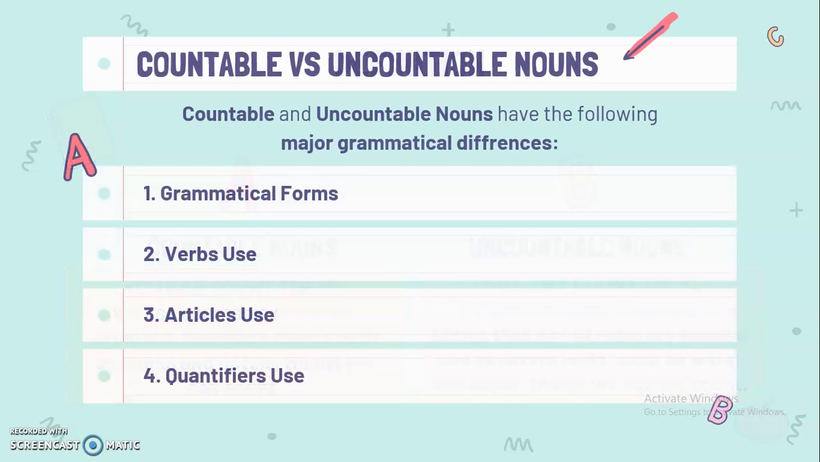sugar. Okay, guys, we are going to come to the third section of this lesson. So, countable nouns versus uncountable nouns. Countable and uncountable nouns have the following major grammatical differences. We are going to see them one by one. Grammatical forms, verb use, article use, and quantifier use are the major grammatical differences we are going to discuss.